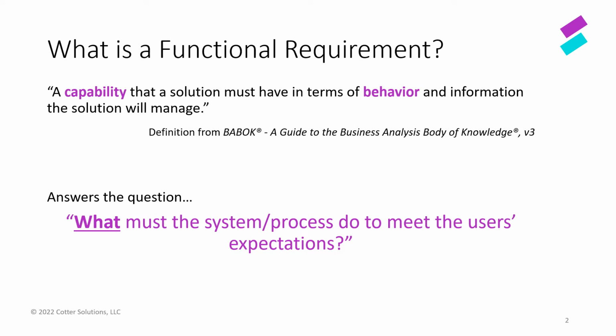The capability is the power or the potential to do something. And if we look closely at the word behavior, that is the actual action taken. So functional requirements tell us what the system or the solution must do to meet those users' expectations. Most often, these are observable actions that we can see when interacting with the system or the process. There are a few formats that we can use for functional requirements documentation. Let's take a look.